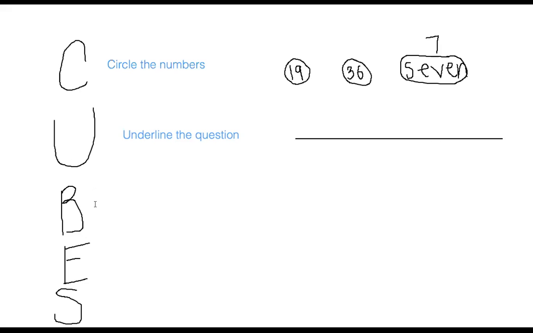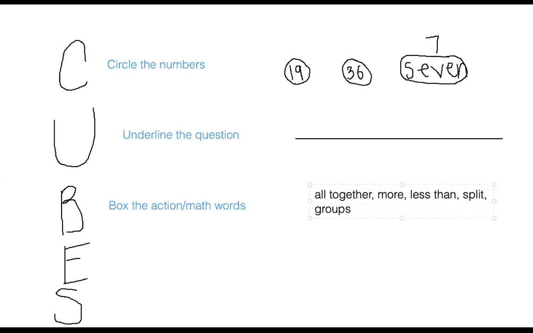B. B is a tricky one. Does anyone know what B is? Box. Micah, thank you. Box. They call them action words. Action words or math words, whatever is more comfortable for you guys. A good example of these math words or action words, this is what it's telling you what the function is, right? Maybe something like all together, or more, or less than, split, like if we're dividing, we split them into groups. Groups of, that's a good math word. All together, more or less.